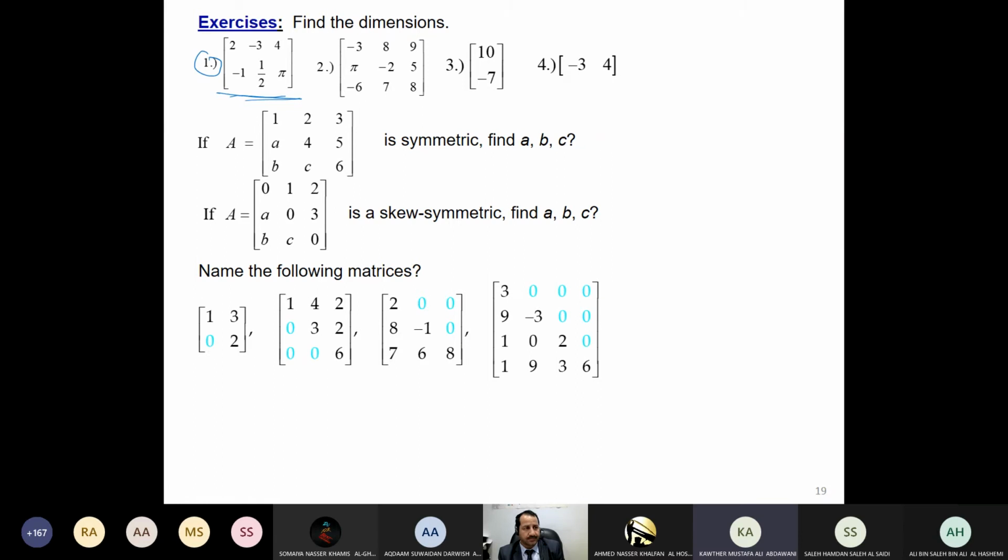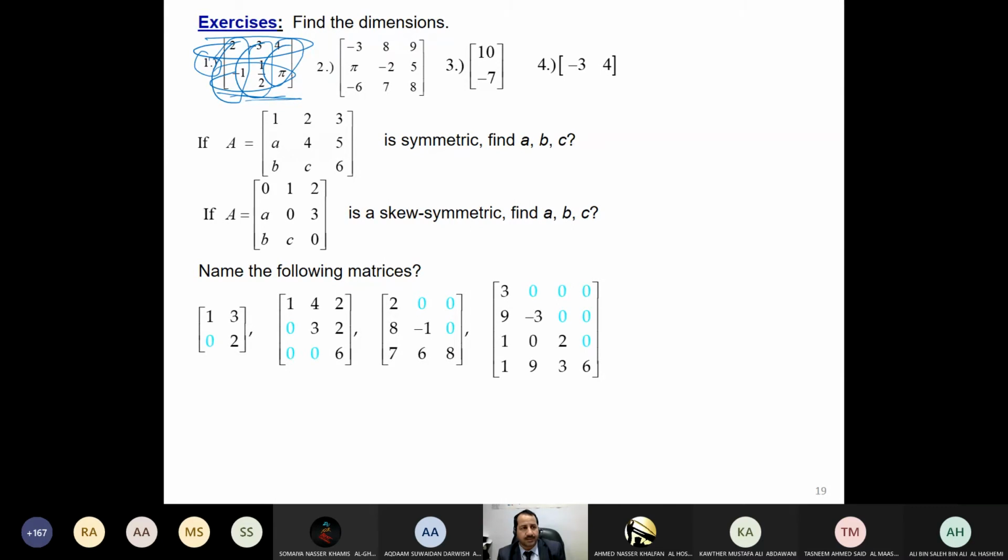Three into two. No? 2, 3 to multiply 3. Excellent. 2 by 3. You see here? 2, 1, 2 times 3. 1, 2, 3. What about the second matrix?